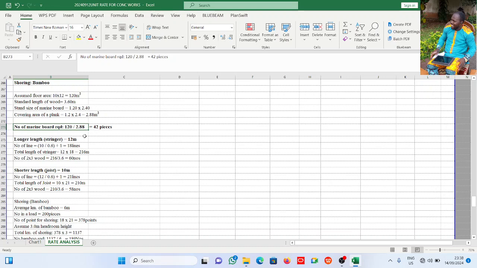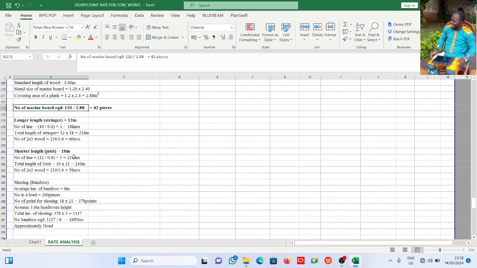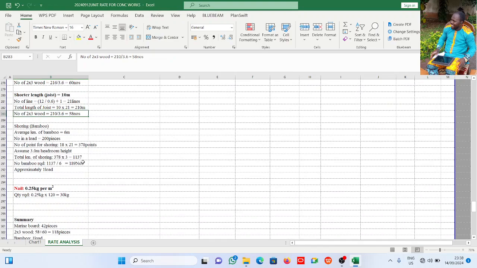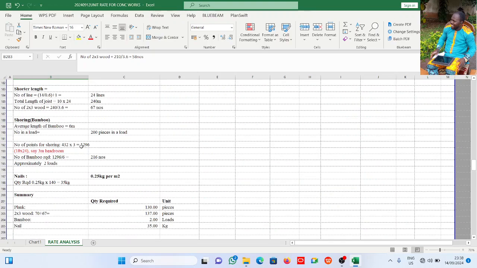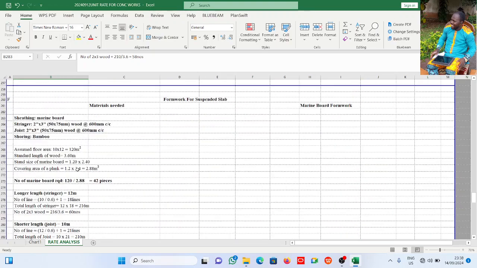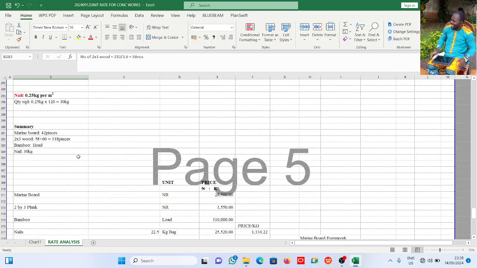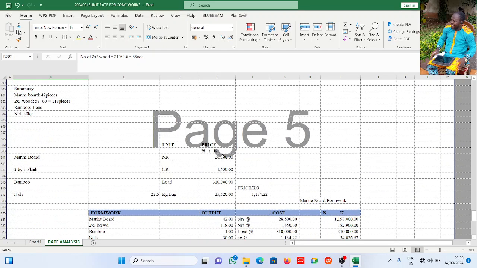Like I said, the 12 meter length is longer than the stringer. It runs towards the 10 meter length, while that of the 10 meter length runs towards the 12 meter length. That is why you see it is divided by 10. This is 12 meter now, but 10 divided by 0.6 plus 1 gives us 18. And if you come here, it is 12 divided by 0.6 plus 1, that gives us 21 lines. Now you see we get that. The same thing we did in the plank analysis, we also do here.